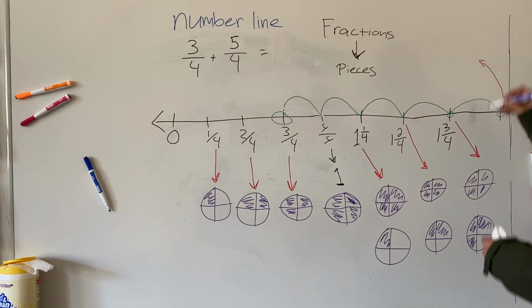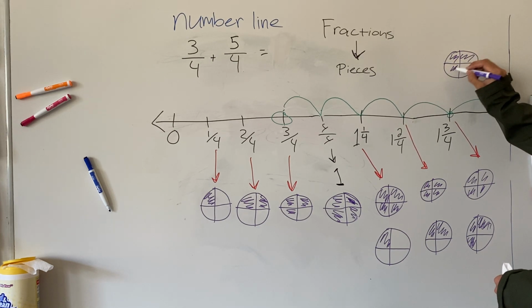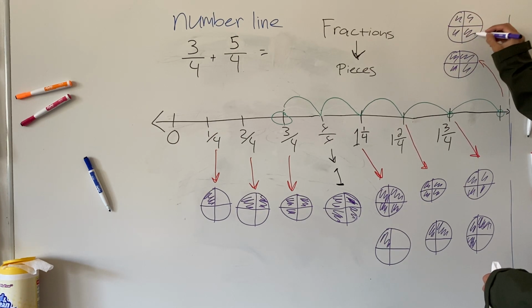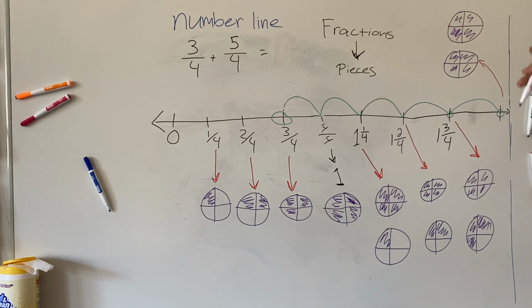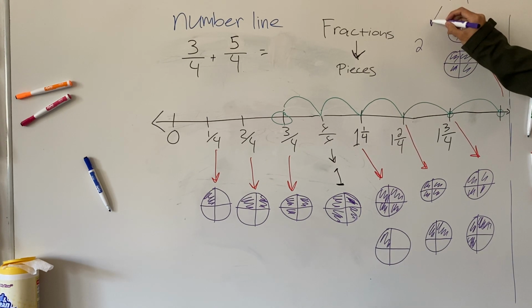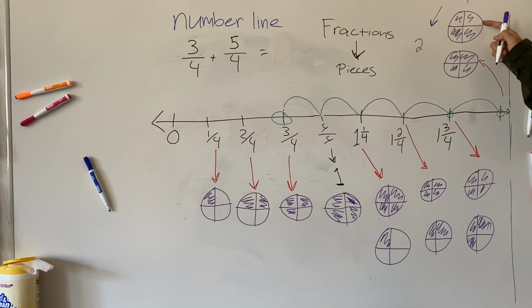So what should this one be? Probably already got it. 1 whole and 4/4, or what do you notice now? What do you notice now? Now I have 2 whole pieces, which you can write as 1/1 and 4/4, but that is the same as just 2. Why? Because I have 1 whole and another whole. I have 2 whole pieces right here. They're not fractions, they're not pieces, they are full whole numbers, okay?